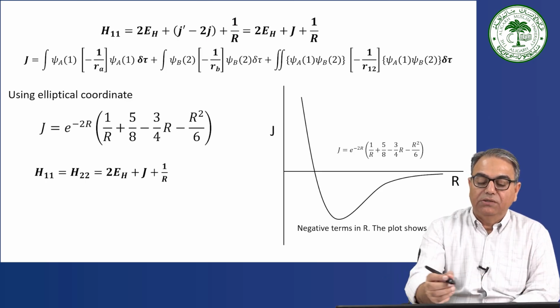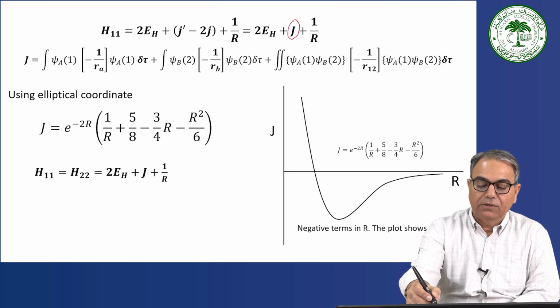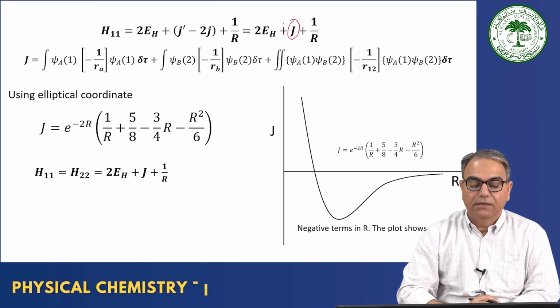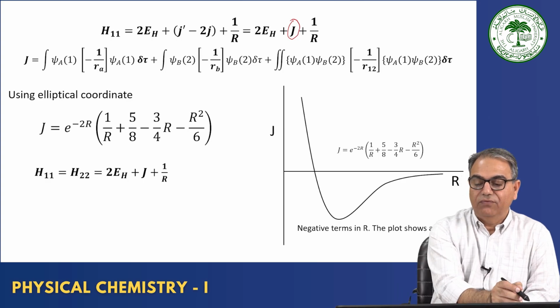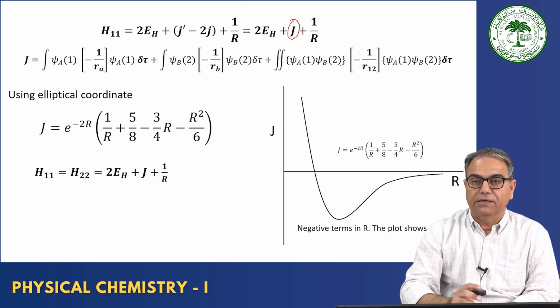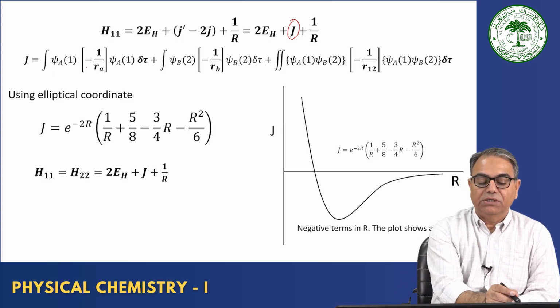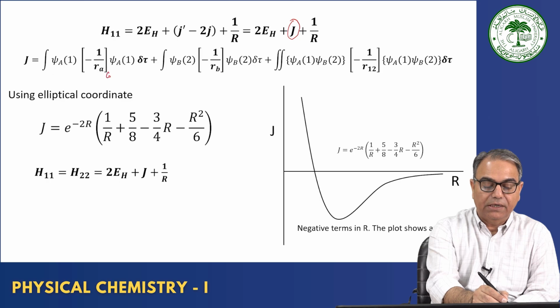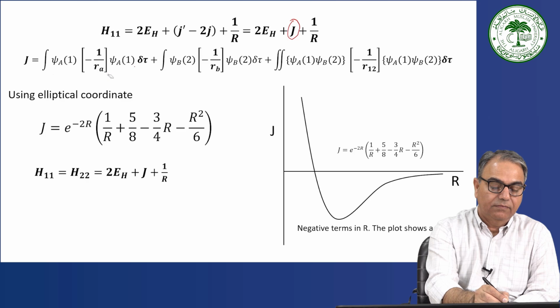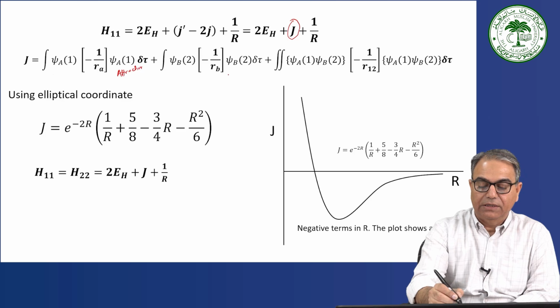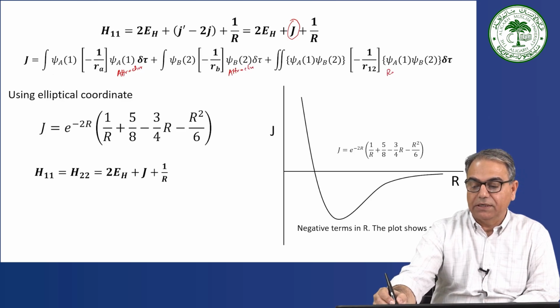This J prime minus 2J is normally shown as a capital J. This is a Coulomb integral. And again, this J is what? It's a summation of three different terms: the first integral, second integral, and third integral. So this J again talks about Coulombic attraction, this is also attractive interaction, and this is repulsive interaction.